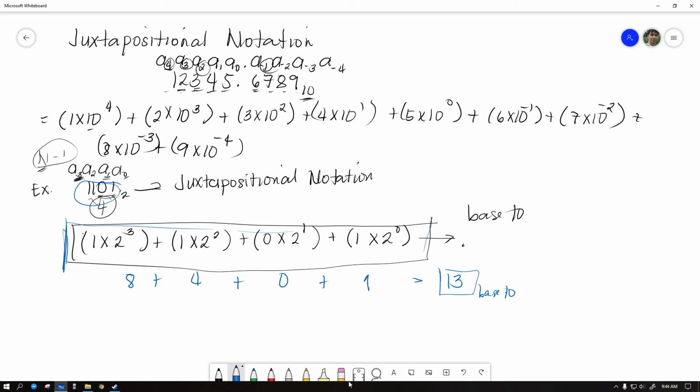Okay, so that is the proper way to express numbers of any base in juxtapositional notation. So try to check if 1101 corresponds to your 13.